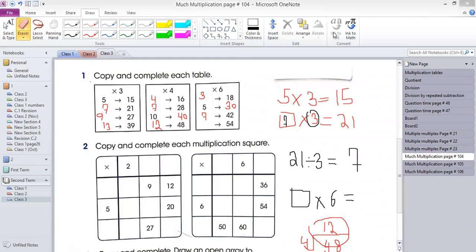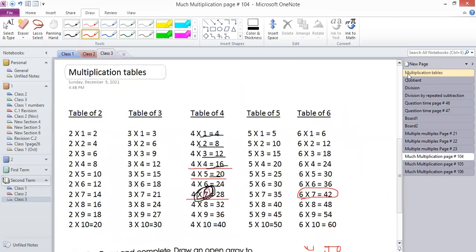I'm going to take one student. Os, can you hear me? Yes, sir. Yes, please tell me what to write here. Which number multiplied by 6 equals 54? Check the table of 6. 6 multiplied by what is equal to 54? You can check the table of 6.